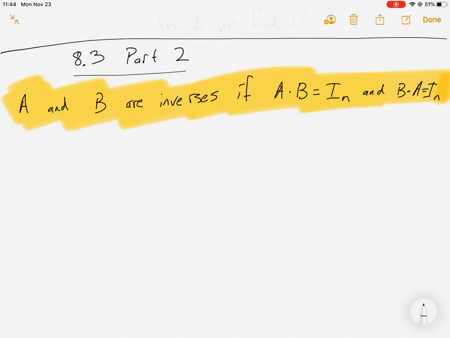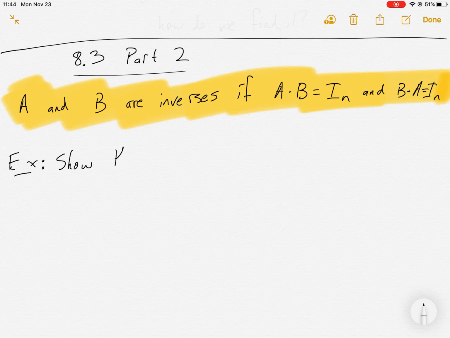In this next video, we're really going to focus on this definition that I wrote down in the previous one. Matrices A and B are inverses if and only if A times B is the 3 by 3 identity and B times A is also the 3 by 3 identity. We're not really discussing how to find that identity here. We're just relying on that definition we developed before to show that two matrices are inverses.